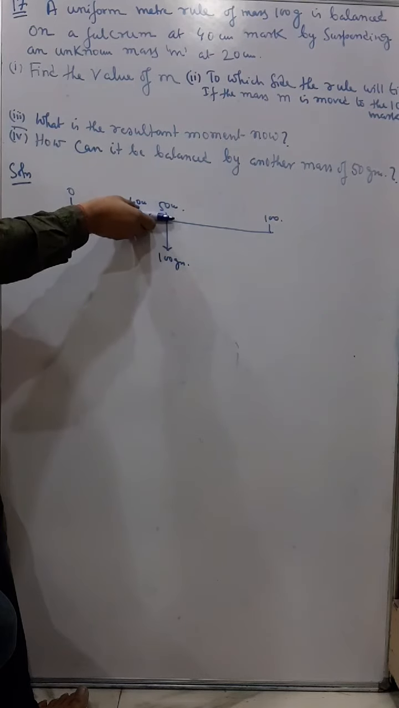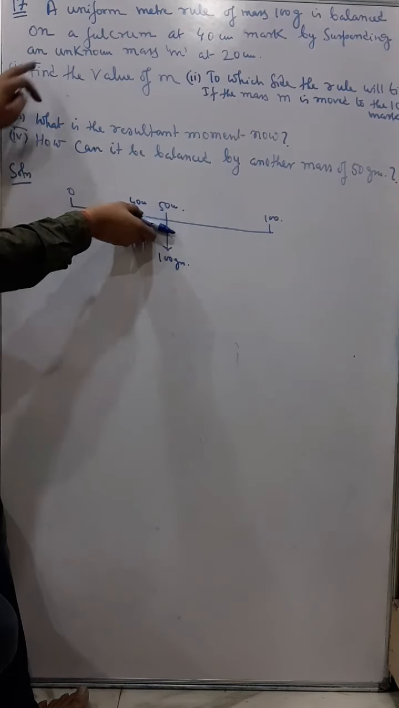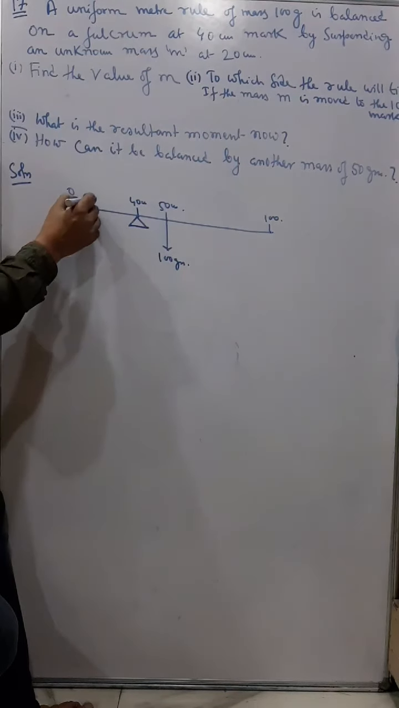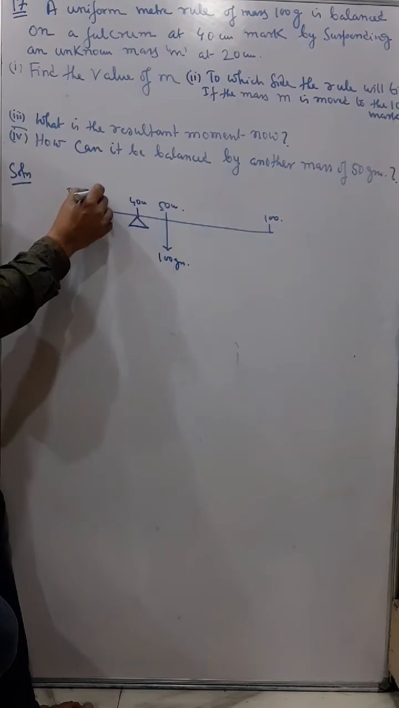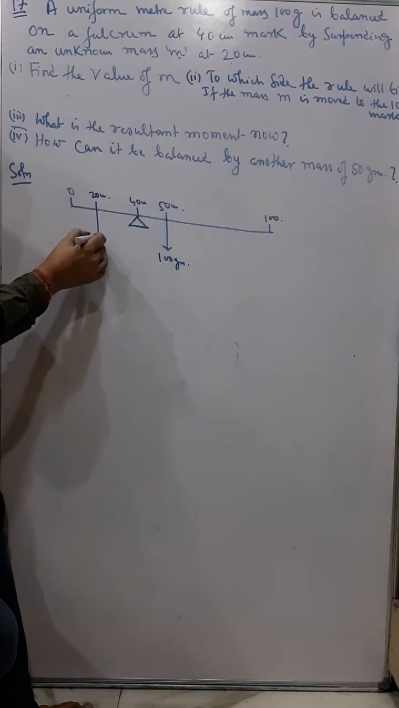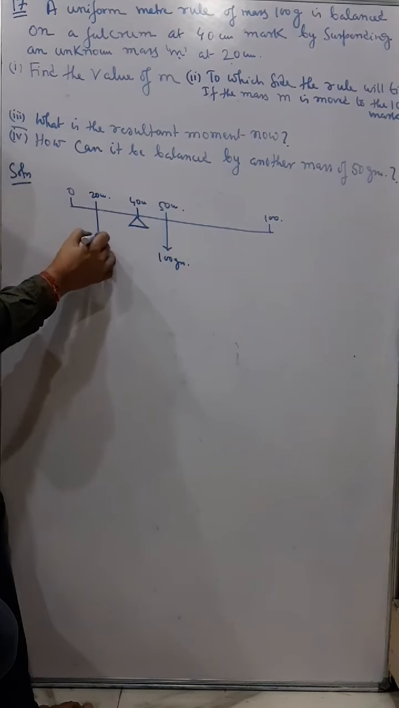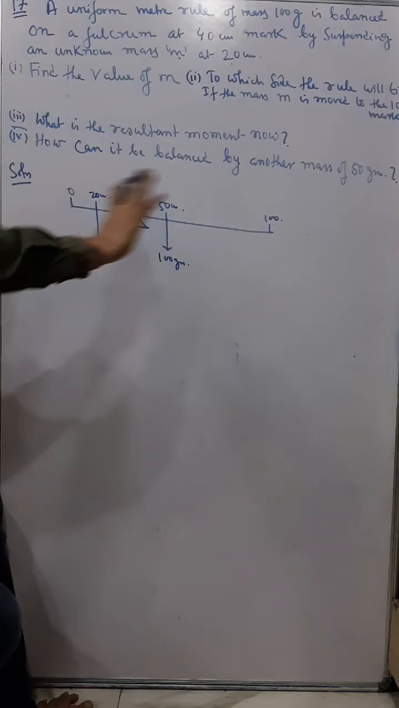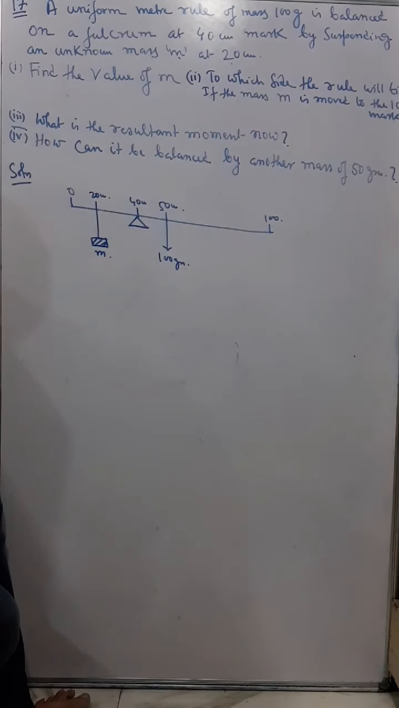So understand, generally it will balance at 50, but it is balancing at 40. So it will tilt in this way, and to compensate that, an unknown mass of m is kept at the 20 centimeter mark. So this is the 20 centimeter mark, and when a mass m is suspended here, then it is balancing now. Now we can find the value of m.